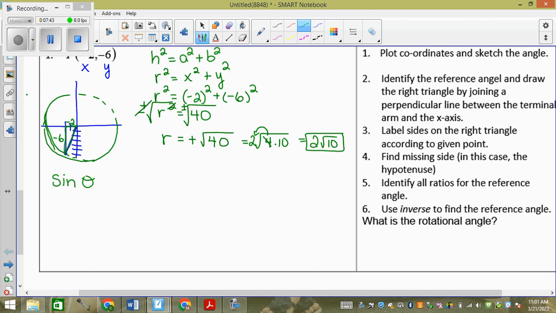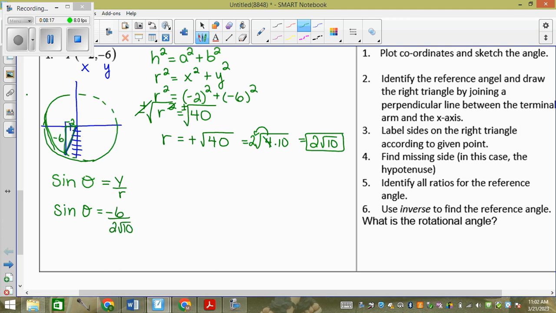So, sine theta. This is where our fancy trig ratio memorization comes into account. Sine, anyone remember what it was? Sine your resume. It's very funny. It's sine your resume. So what's it going to be here? Sine, what's your? Negative 6. What's resume? 2 root 10.